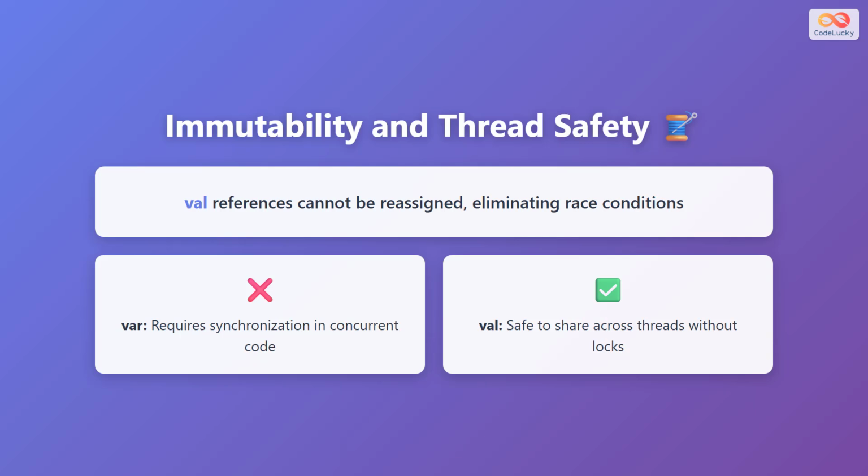However, with val, the reference is safe to share across threads without any locks or synchronization. Multiple threads can read the value simultaneously without any risk of seeing inconsistent or corrupted data. This makes concurrent code simpler, safer, and often more efficient.